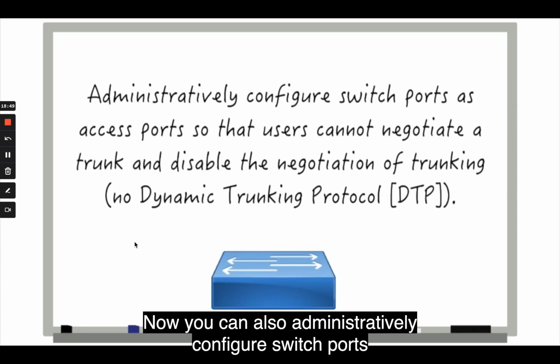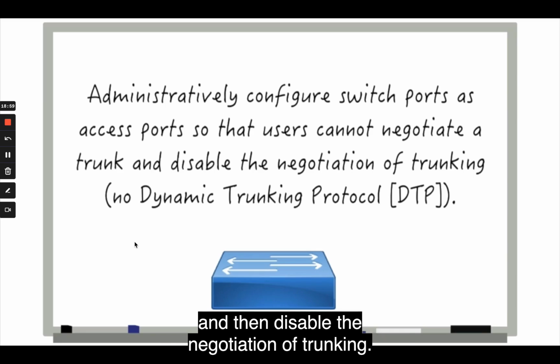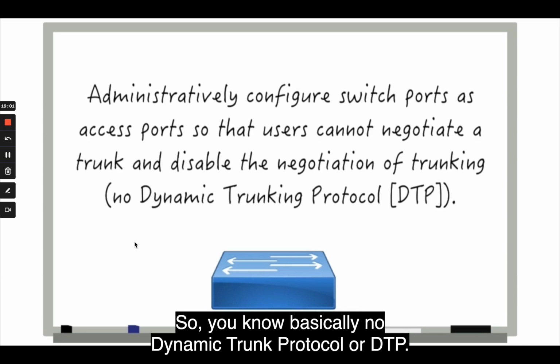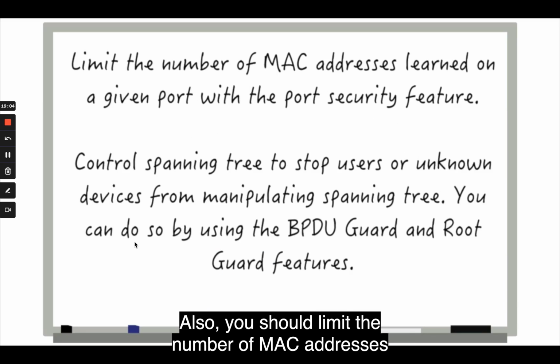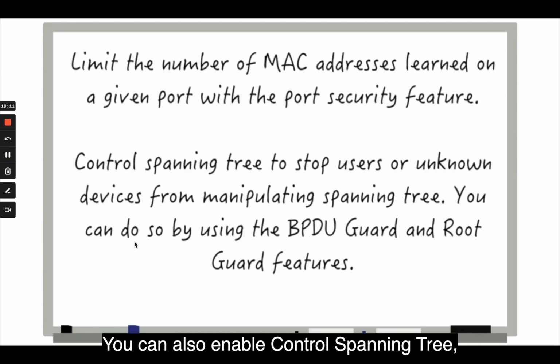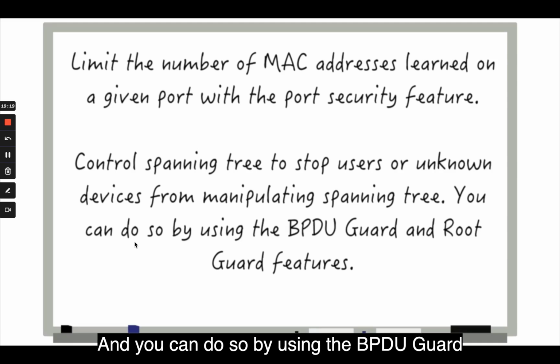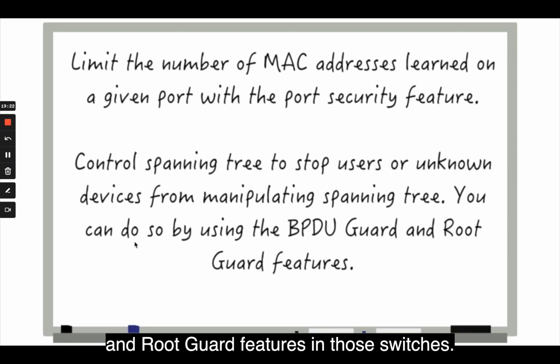Now, you can also administratively configure switch ports as access ports so that the users cannot negotiate a trunk, and then disable the negotiation of trunking. So, basically no Dynamic Trunking Protocol or DTP. Also, you should limit the number of MAC addresses learned on a given port with the port security feature. You can also enable control of spanning tree to stop users or unknown devices from manipulating the spanning tree. And you can do so by using the BPDU guard and root guard features in those switches.